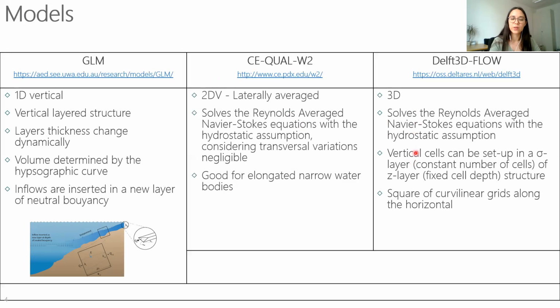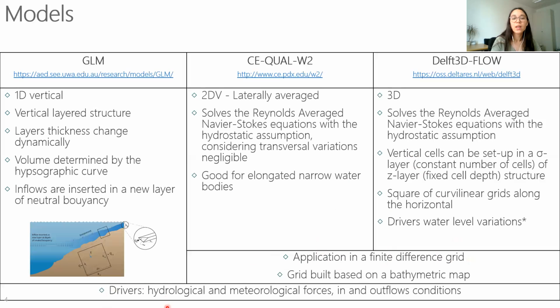Along the depth, the grids can be set as a sigma layer or Z layer. Sigma means that we have a constant number of grids but variable thickness, and Z layers is the opposite. Along the horizontal, we can have squared or curvilinear grids. In common for the 2D and 3D models, the equations are solved using a finite difference grid, and the grid is built based on the bathymetric survey. For the three models, we have the same drivers: hydrological and meteorological forces, and inflow and outflow conditions. For Delft3D, we also have the water level variations.